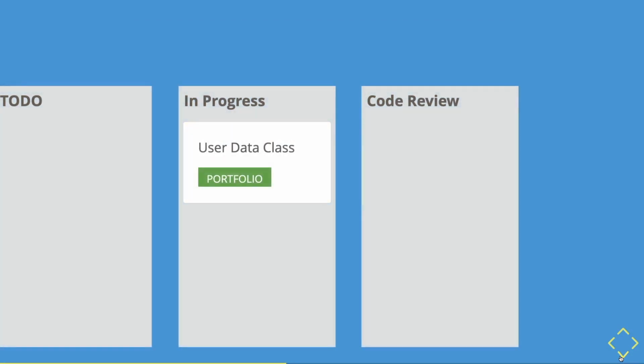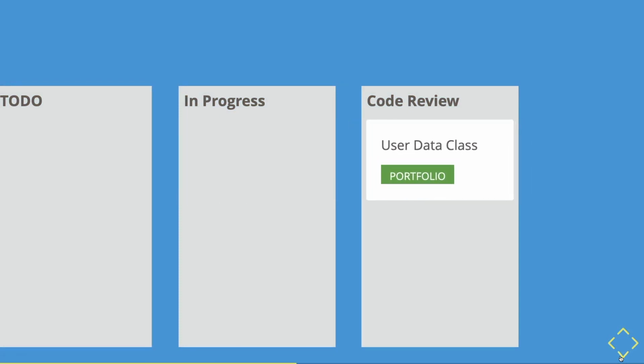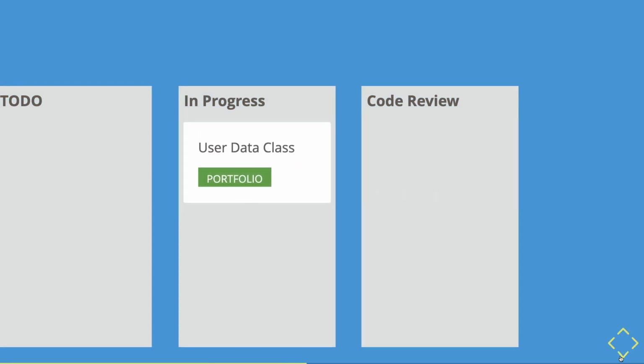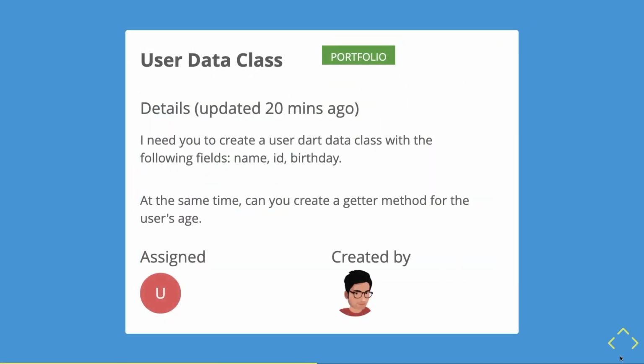You go back to your Kanban board and drag the user data class card from the in progress column to the code review column. Then you saw it go back to the in progress column and you thought it was a glitch. So you open the card and surprise, surprise, there is more work to be done. Now you have to create a getter method to get the user age, which comes to the next point.